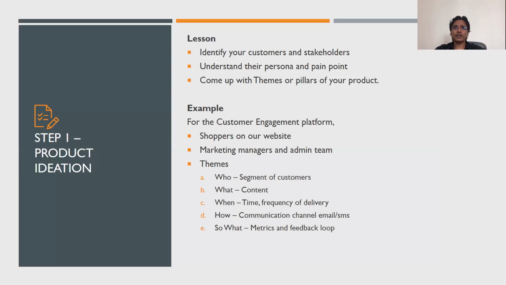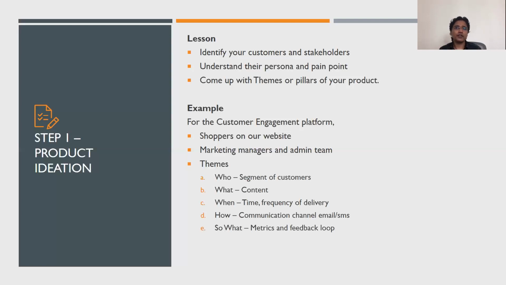In this case, let's say the customers are the shoppers on the website. We understood in the previous lesson that for these customers, we want to ensure that we reach them on time with the right offers and the right content. We send the content at the right frequency, not too many emails. The second piece is about the marketing managers and the admin team. These are the stakeholders. For any customer engagement platform, who creates the content? It could be the marketing managers, or some could be generated by algorithms. This content needs to fit the platform and be targeted to the right set of customers. If you think about the themes, this is how I would split it.